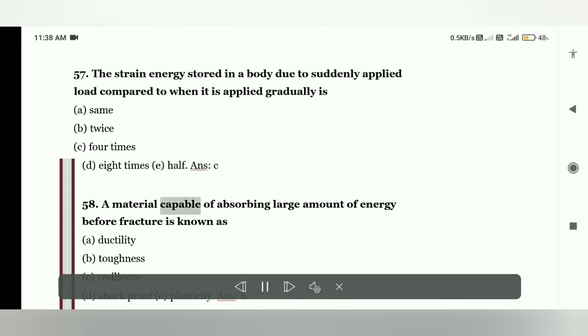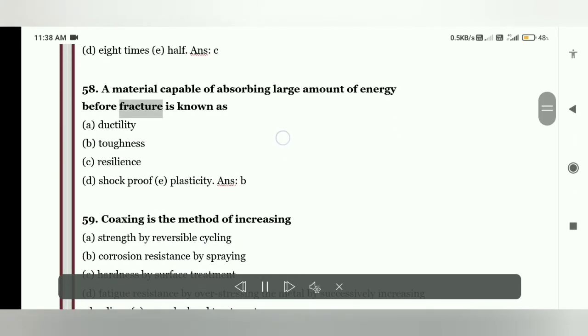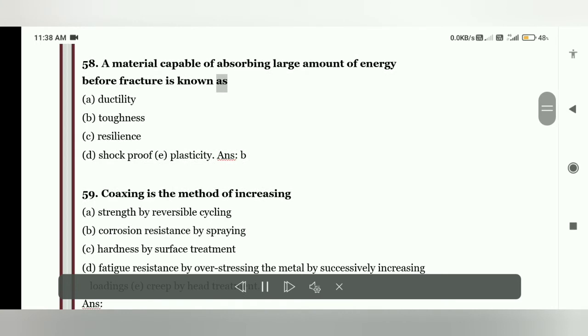58. A material capable of absorbing large amount of energy before fracture is known as: ductility, toughness, resilience, shockproof, plasticity. Answer B. 59. Coaxing is the method of increasing: strength by reversible cycling, corrosion resistance by spraying, hardness by surface treatment, fatigue resistance by overstressing the metal by successively increasing loadings, creep by heat treatment.